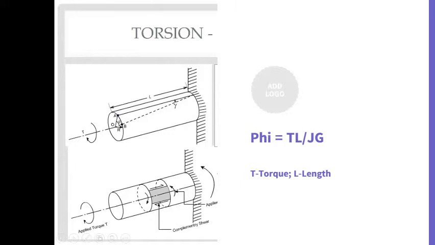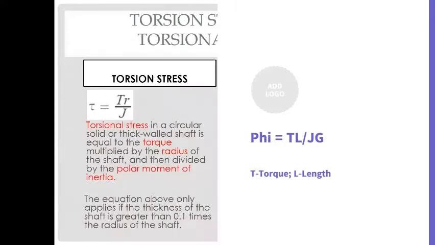And what about J? Polar moment of inertia? Exactly. So J is the polar moment of inertia. Awesome. If you're looking at torsional stress, that's tau. You can use this relationship: torque times the radius, right? That's the radius of the cross-sectional area. So torsional stress is the torque times the radius divided by that polar moment of inertia.